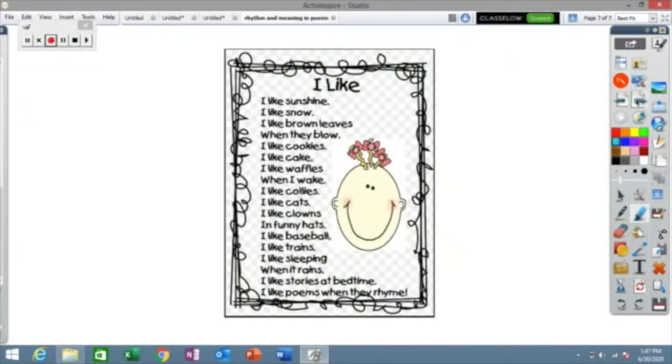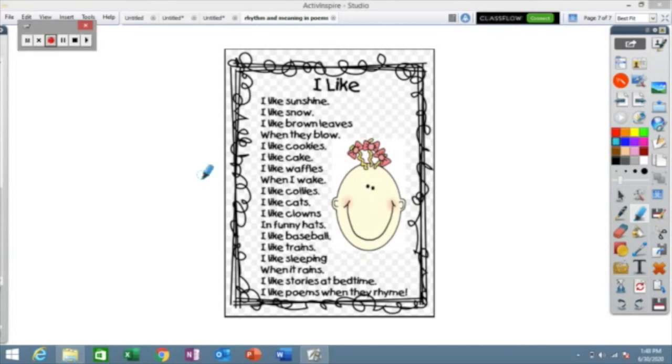The last thing I want you to do is I'm going to read this one to you, and I want you to take a second with your teacher and see if you can find some rhythm, alliteration, repetition, rhyming words. See if you can clap out the steady beats in this poem, just for fun. The poem is titled I Like.